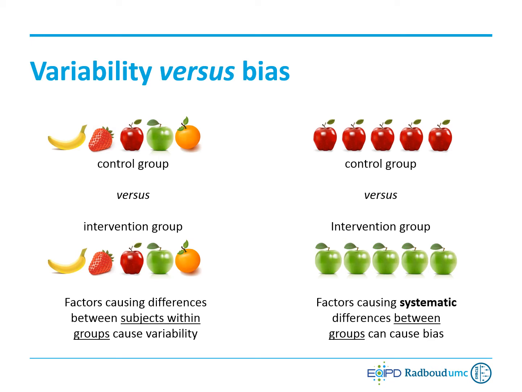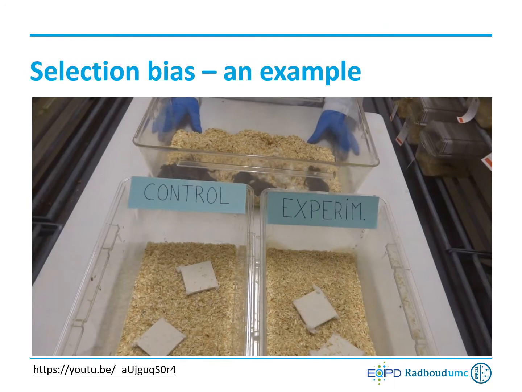Now, let's look at a real-life example and think of measures to reduce bias in selection procedures. In the following clip, you will see a selection process where mice are assigned to two experimental groups. What strikes you when you observe this procedure? Do you have suggestions for improvement?